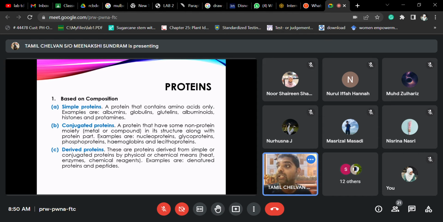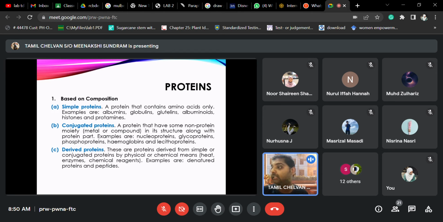Conjugated proteins, based on composition, are proteins that have some non-protein moiety. So simple proteins are only amino acids, while these are amino acids combined with a moiety, like metals and so on, along with the protein part. Examples are nucleoproteins, which have a nucleic part, and glycoproteins, where glyco means a carbohydrate part. We have phosphoproteins, hemoglobins, and lecithoproteins. They're combined with another component, so that's conjugated proteins.